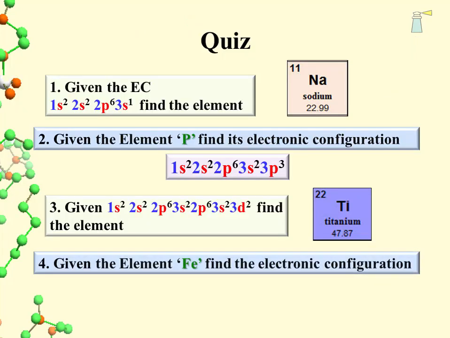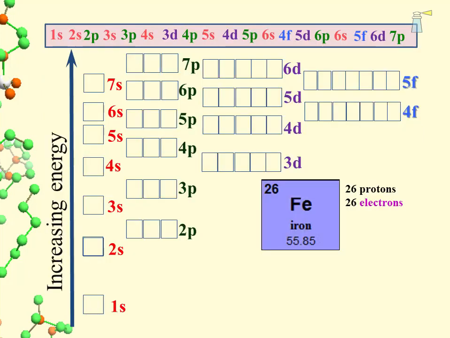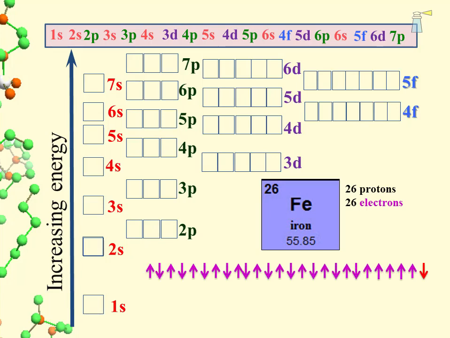Our fourth problem, we shall try to find another EC. This time it's for iron, Fe. Since this is the first time we're attempting an EC of an element containing d orbitals, we should solve the problem using both the stratified diagram and the periodic table. Iron has 26 protons and 26 electrons.